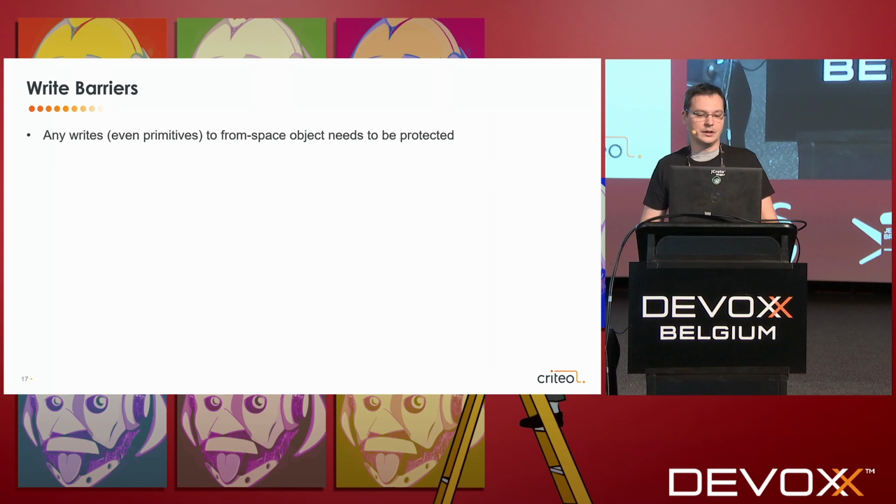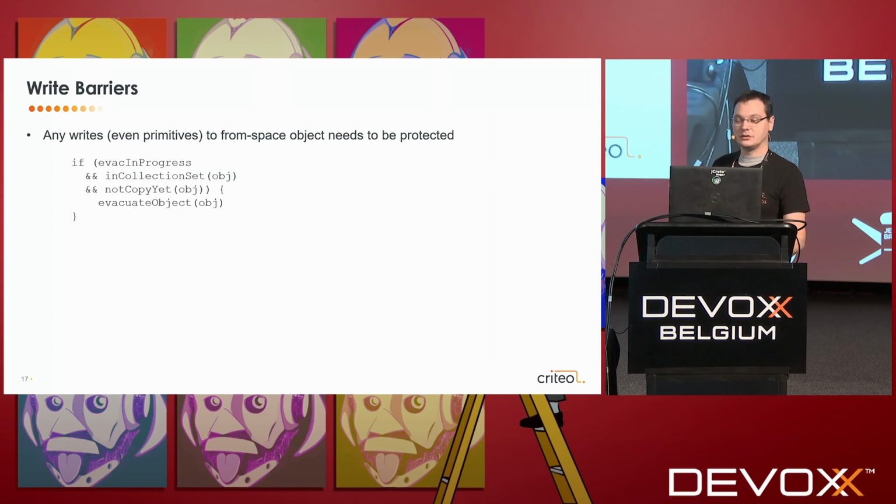So the write barriers. Any write, even primitive, that needs to be done into an object needs to be checked against the write barrier to see if we are breaking the invariant or not. So we need to protect the write into the from space of an object. So this is the pseudocode. We need to check if we have evacuation in progress, if the object is in the collection set, and if the object was not copied yet. And then if those three conditions are true, we can evacuate the object. So this is a barrier that will be inserted for any write into this object.